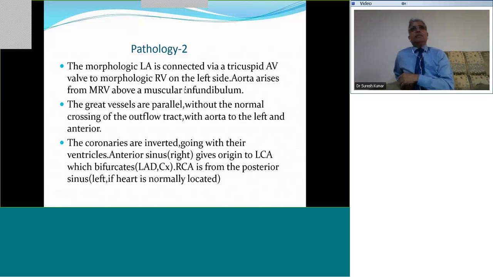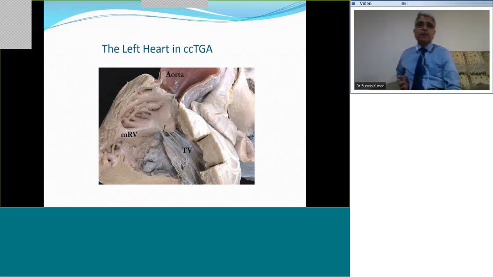What happens to the coronary arteries when the ventricles are inverted? They also get inverted. You could say that there is a concordance between the coronary arteries and their ventricles. They go with their ventricles. So in situs solitus, if you look at the right sinus, which is the anterior sinus, that would give origin to the left coronary artery, which would bifurcate into the LAD and circumflex. And your left sinus in situs solitus, which is posterior, will give origin to the right coronary artery. So the coronaries come from the opposite sinuses because they are following their ventricles.